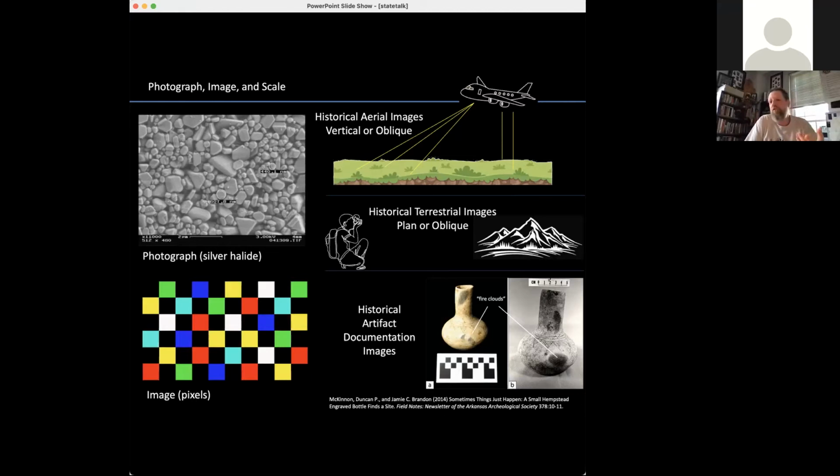We weren't successful, so we just chalked it up to, okay, well, we'll scrap that idea and move on. We're looking for this design that I referred to as a rayed circle design. But as we were walking out the door to go to the meeting, Dr. Brandon recognized a small Hempstead engraved bottle that was sitting on a table with a bunch of other bottles. It was kind of mixed in there.